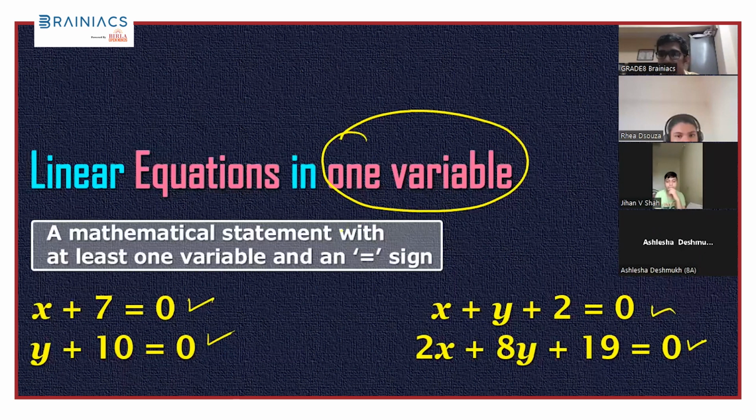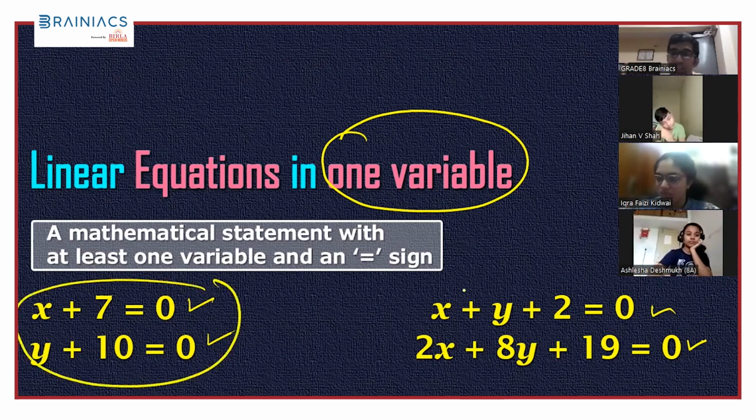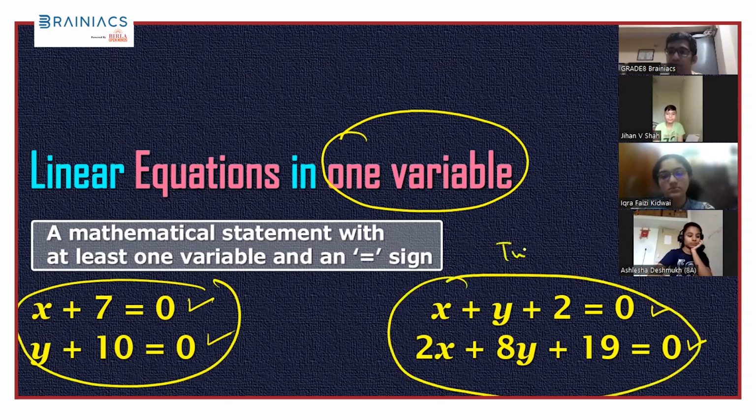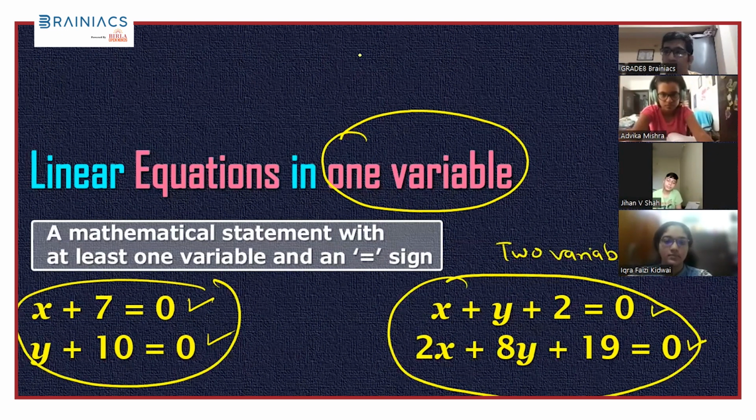Sir, first and second one. Yes, first and second one. These are the linear equations in one variable. These are also linear equations, but these are linear equations in 2 variables. Correct. And this is what you are going to study in 9th and 10th standard, beta. In 8th standard, we are going to study linear equation in one variable. Everybody understood? Yes or no?